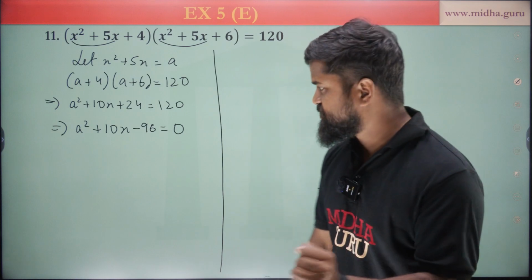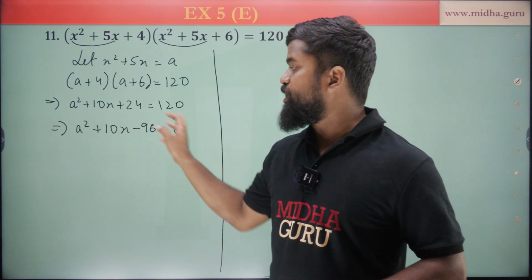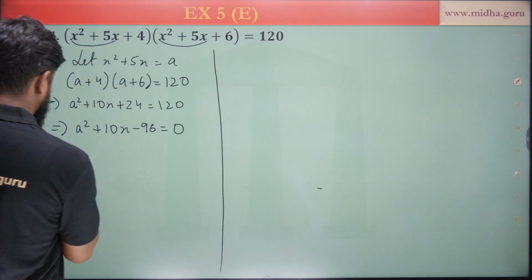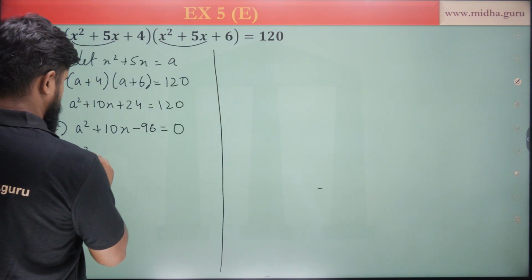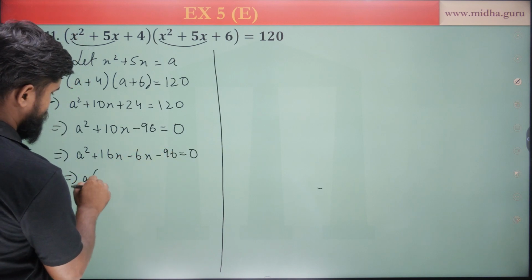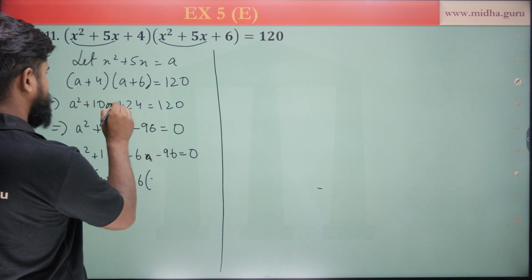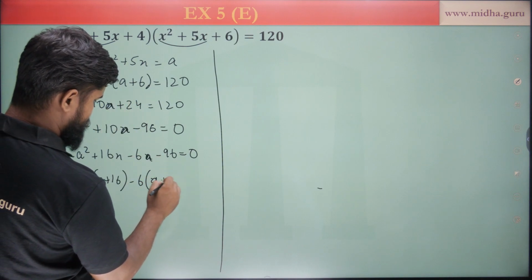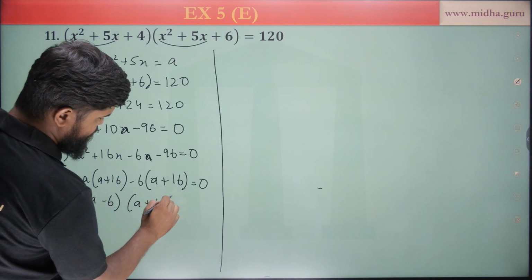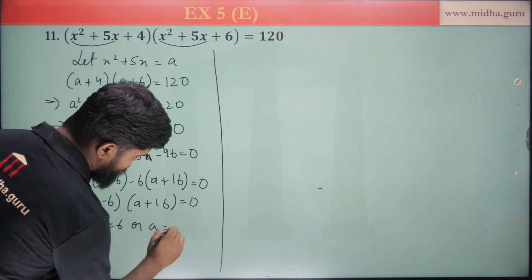I have to solve this equation, that is, break down 10 into such that the product of the coefficients is minus 96 and the addition is plus 10. So I can do that by 16a minus 6a minus 96 is equal to 0. Taking a as common here, I get a plus 16, and taking minus 6 as common here, I get a plus 16. So a minus 6 into a plus 16 is equal to 0, which means a is either equal to 6 or a is equal to minus 16.